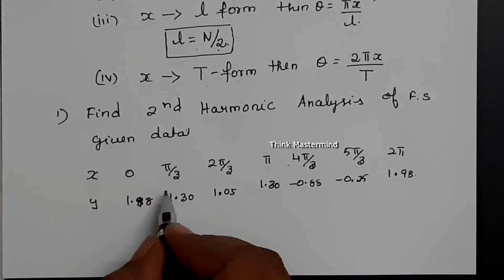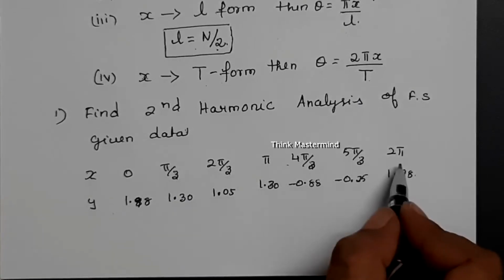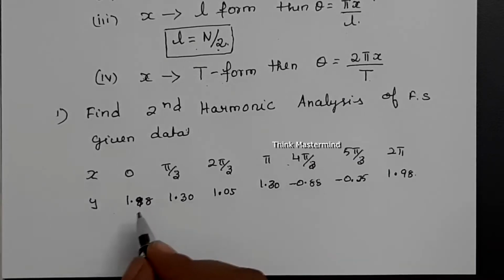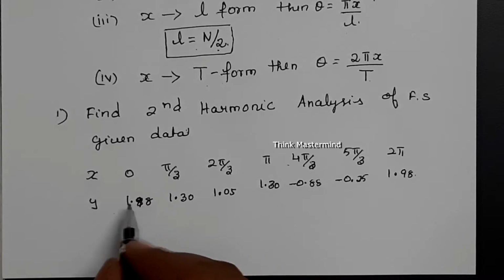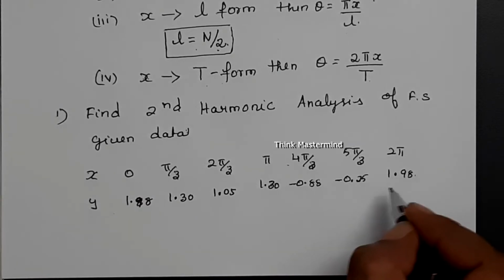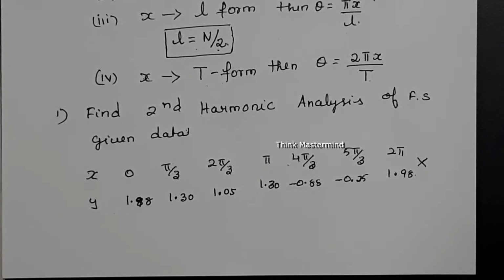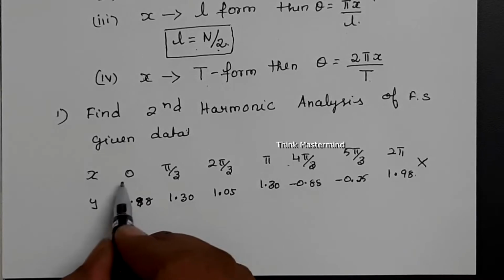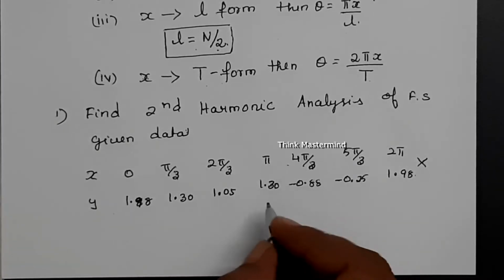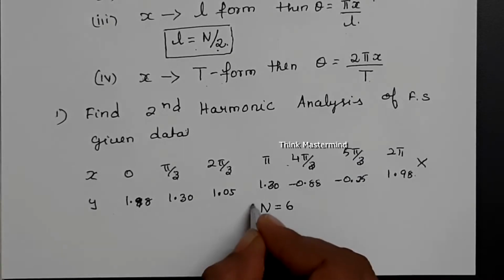Here clearly notice that the y values corresponding to x equal to 0 and 2 pi are 1.98 and 1.98. So when we are checking the data, the first value of y and last value of y are same. You have to ignore the last value from the given data. So remaining you have only 6 data, that is 1, 2, 3, 4, 5, 6. Therefore n, the number of data, is equal to 6.